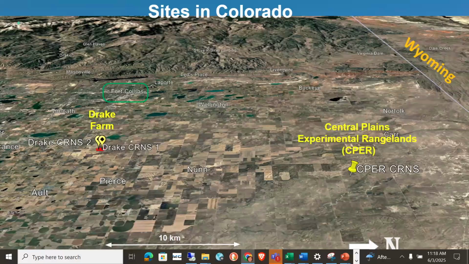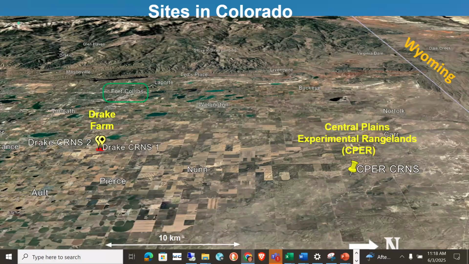So this is my little network in eastern Colorado. We're looking to the west. You can see at the bottom of this slide, it's about a 10-kilometer scale. So speaking of scale, there's quite a bit of variability within, say, a 9-kilometer SMAP or a 36-kilometer grid scale.